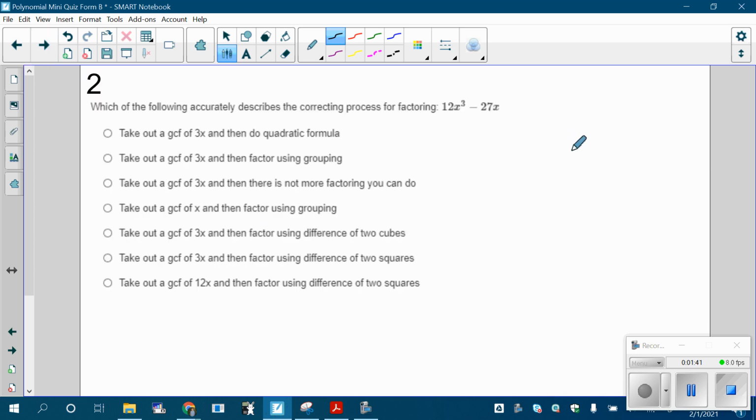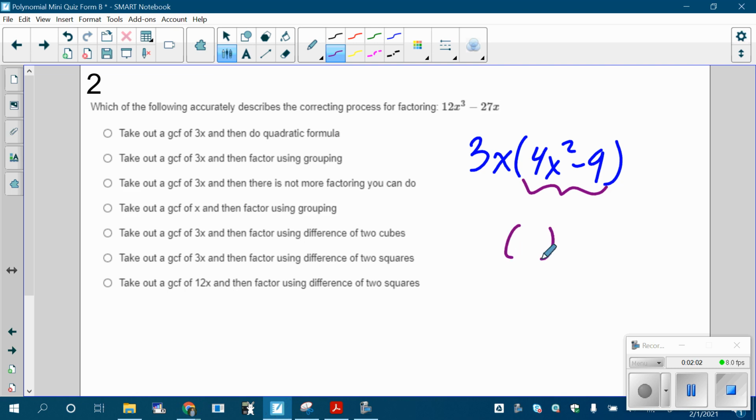This question is just asking us, how do you factor this? First thing you should always do with factoring, take out a GCF. Both of these have a 3x in common. What are you left with? 4x squared minus 9. When you're looking at this, that's special. It's a difference of two squares. 4x squared and 9 are both perfect squares. They can both be written as something squared.